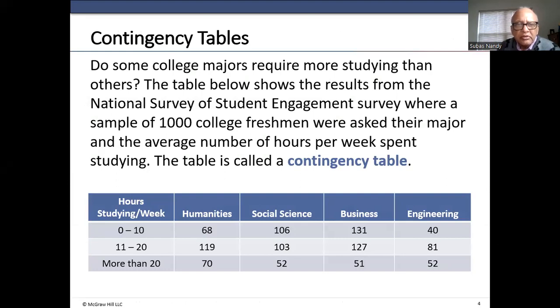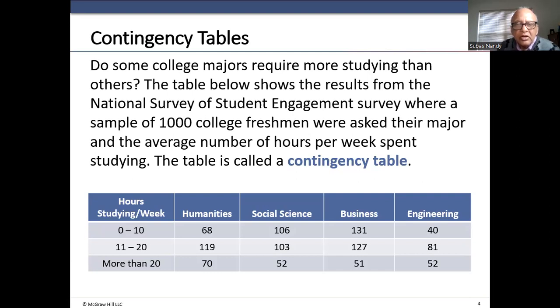The table below shows the results from the National Survey of Student Engagement, where a sample of 1,000 college freshmen were asked their major. Their majors are on the vertical columns, like humanities, social science, business, and engineering, and the average number of hours worked per week spent studying. There are three categories: 0 to 10 hours, the first row; the second row is 11 to 20; and the third row is more than 20.